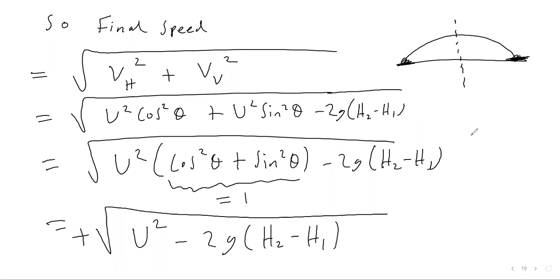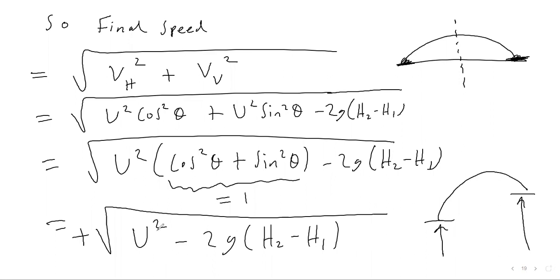But with the diagram we had here, where we had some kind of height, and we're trying to get up to this level here, then your final speed is going to be a little bit different. It's going to be this here: the positive square root of u squared take away 2g times your second height take away your first height. That would be your final speed.